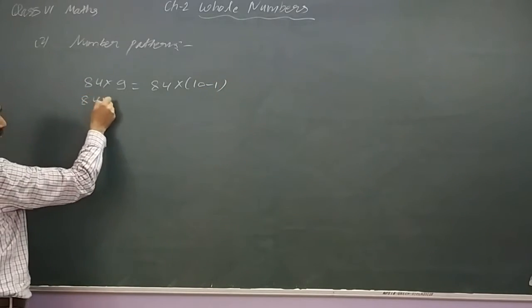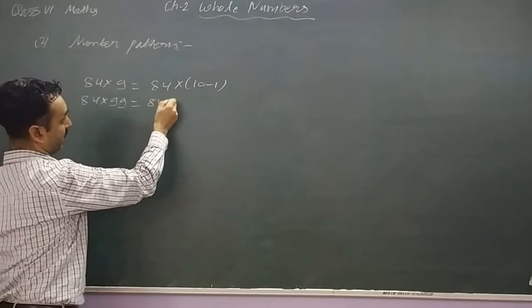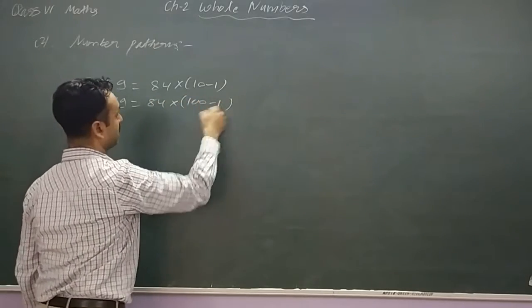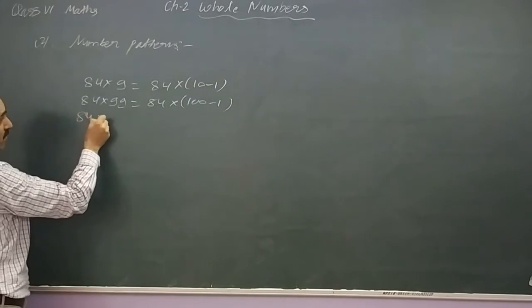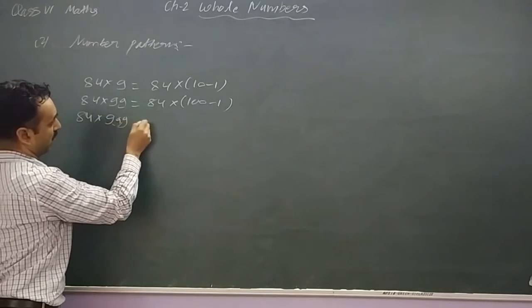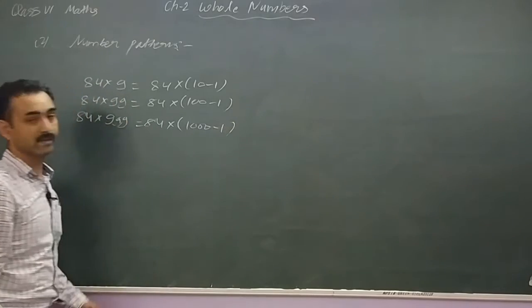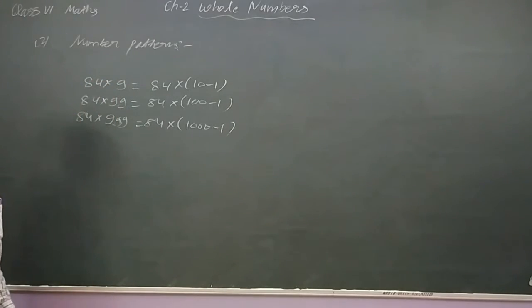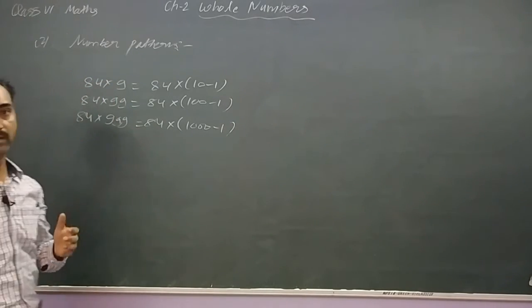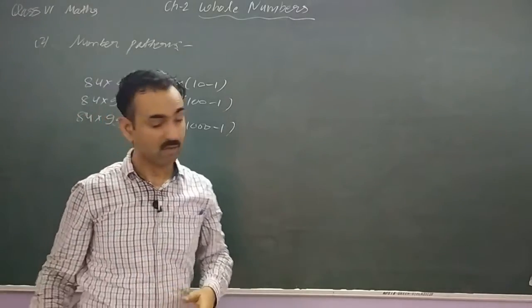Suppose this is 84 into 99. So we write 84 into 100 minus 1. So one more step. Okay. Now we learn how to identify these patterns. Minimum 3 steps are required to identify a pattern.